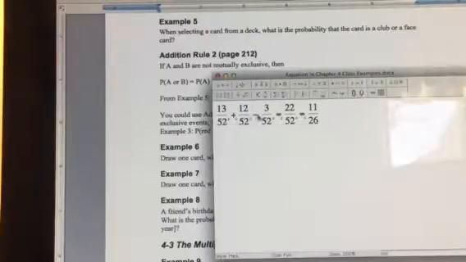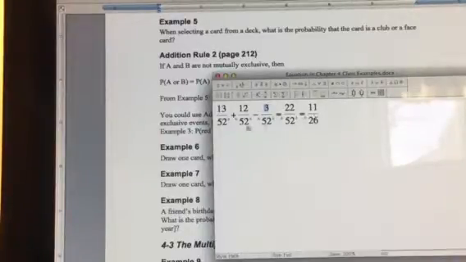But then I need to subtract off the probability that it's both. Again, 52 is the sample space. In this case, there are 3 that are both clubs and face cards: Jack of clubs, Queen of clubs, King of clubs. So 13 plus 12 is 25, minus 3 is 22 over 52. Lowest term is 11 over 26.